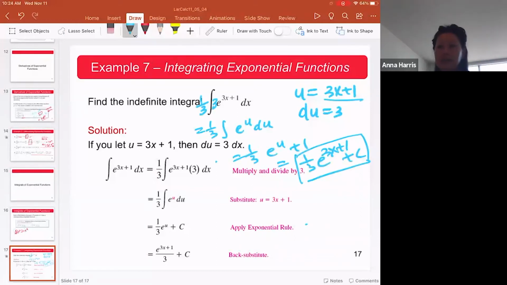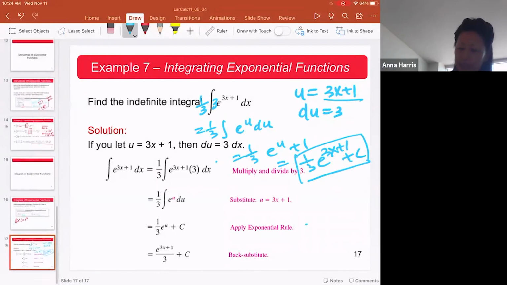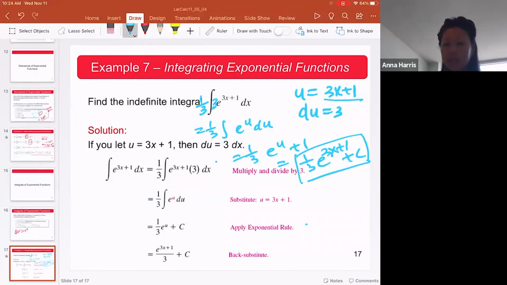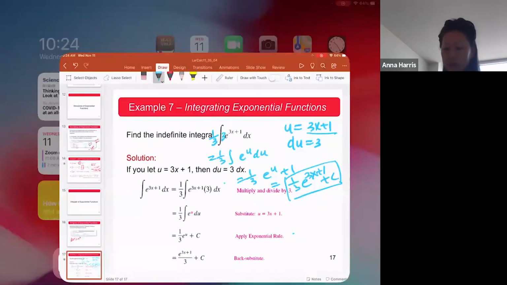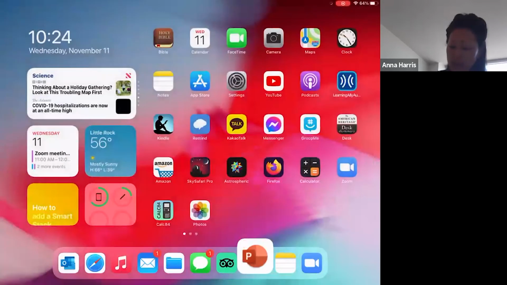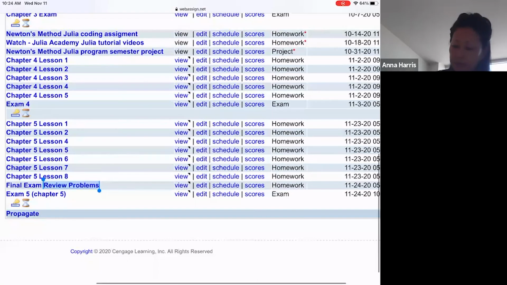All right. So that's it for today's lesson. So we can move on to our homework problems and see any of the homework problems that we can go over.